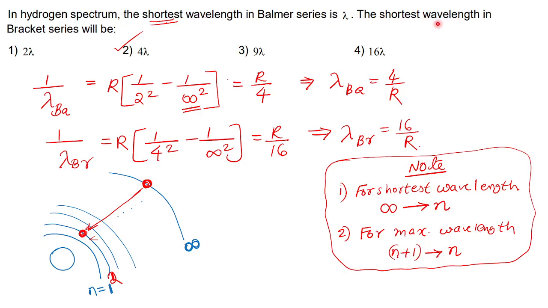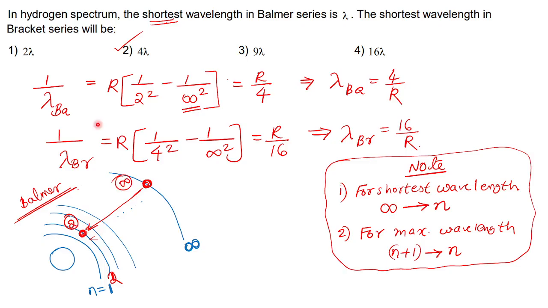So for the shortest wavelength in the Balmer series, what does it mean? Infinity to 2. The Balmer series means n equal to 2. So this is for Balmer. For Balmer having the shortest wavelength, the jumping is from infinity to 2.